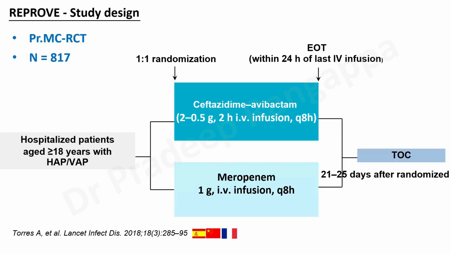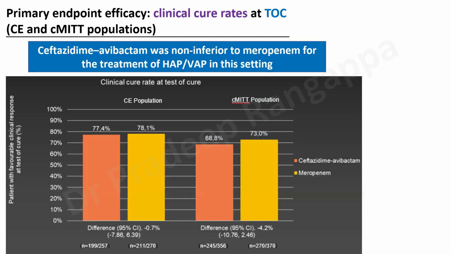End of therapy was within 24 hours of last admission. And the test of the time of cure, like the previous one, they took 21 to 25 days after randomization. It means they followed up the patients up to 4 weeks to see whether full recovery happened. And what this study showed was that Ceftazidime-avibactam was non-inferior to meropenem. So it was not superior.